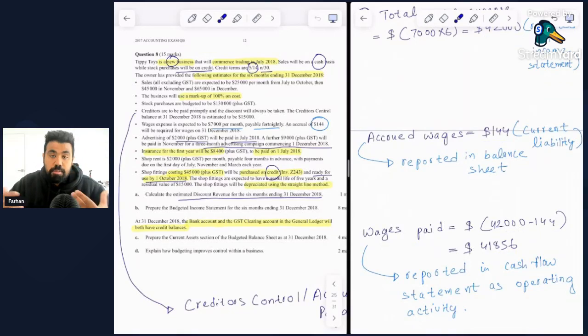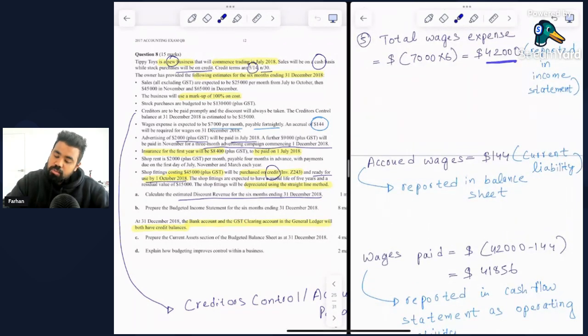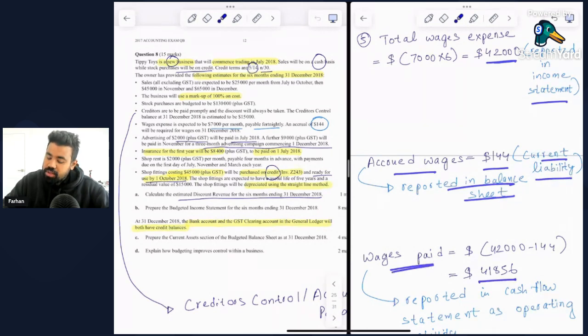that if we were to prepare the operating activities section for the cash flow statement, we are going to show $41,856, which is the amount that we report in the cash flow statement as the operating activity. Okay, so that is the main reason why I separated this. So $42,000 is the total wages expense that goes to the income statement. Accrued wages of $144 is what we show as a current liability in the balance sheet, and wages paid in cash is $41,856, which is what we report in the cash flow statement as an operating activity.